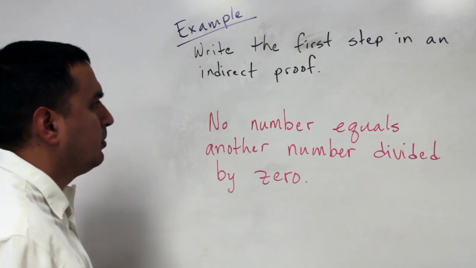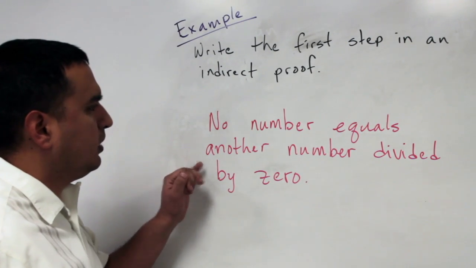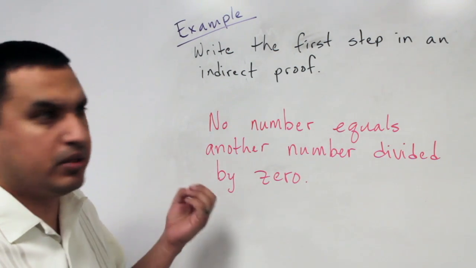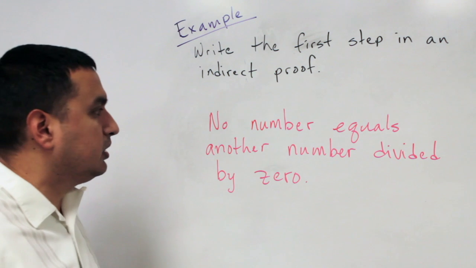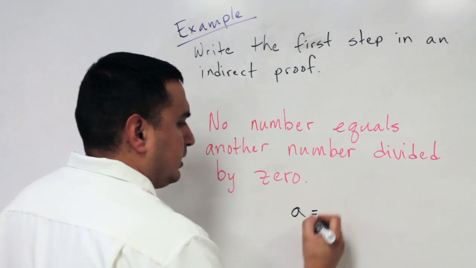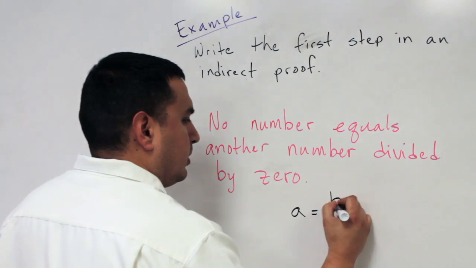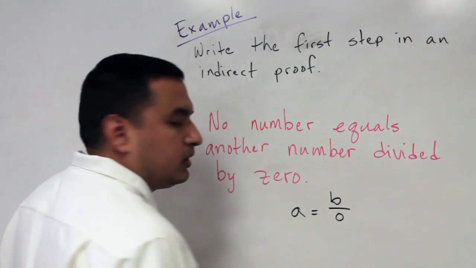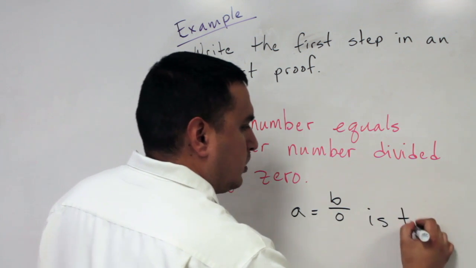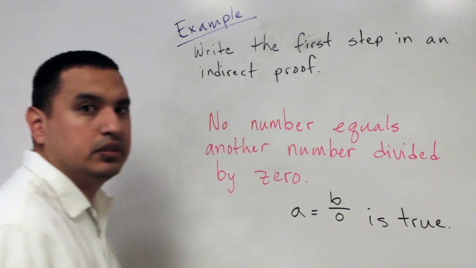With this example, here's our statement. No number equals another number divided by 0. The first step in the indirect proof would be to write the opposite statement. So we would want to assume that there is some number A that's equal to another number divided by 0. We want to assume that this is true, that it does happen.